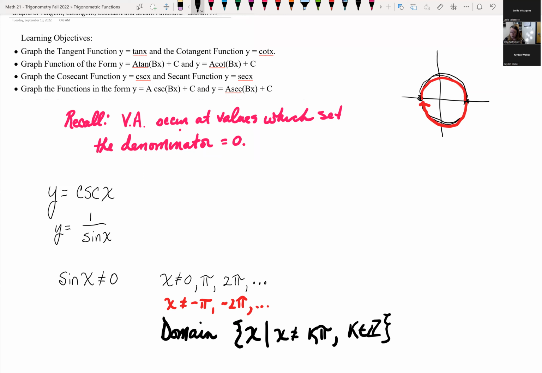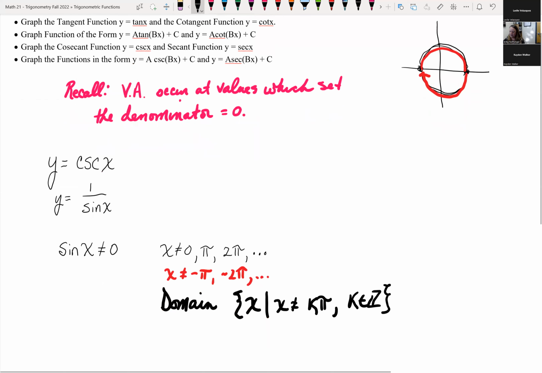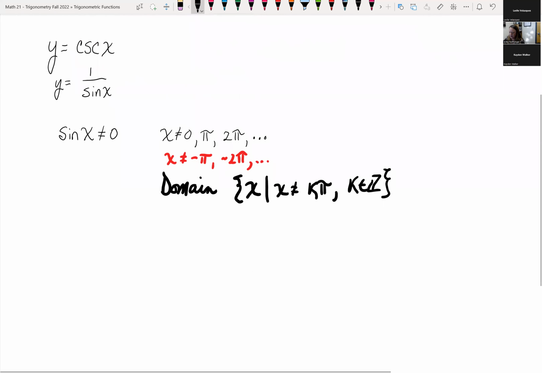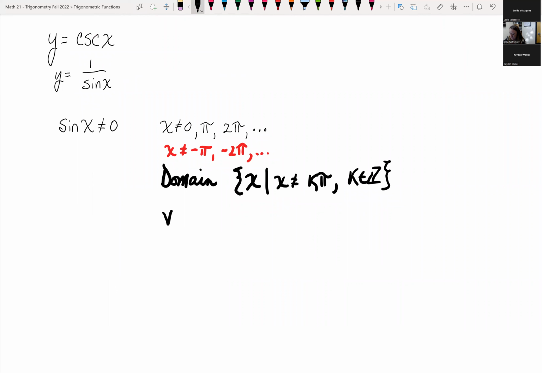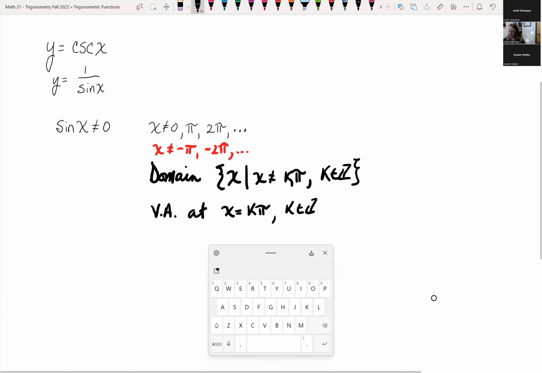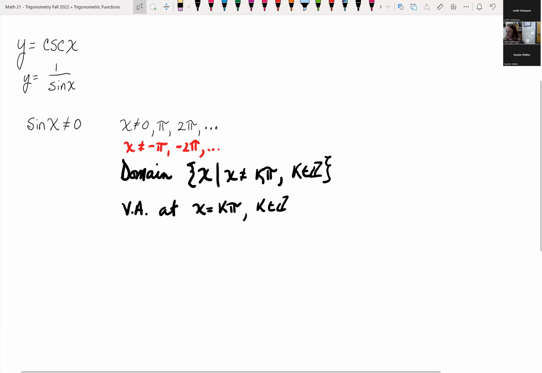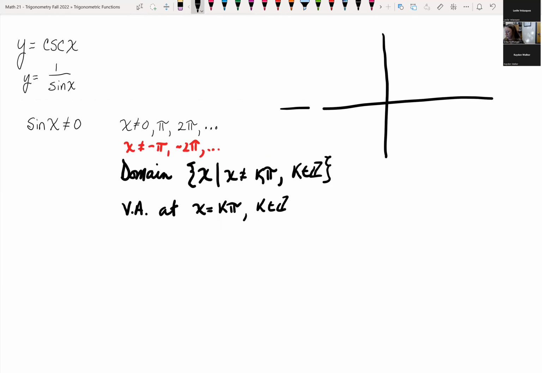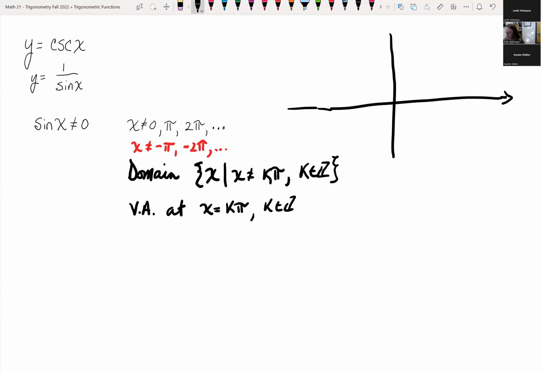Okay, so that's our domain, but those are also where we're going to have vertical asymptotes. So we have vertical asymptotes at x equals k times pi. So notice if we graphed sine of x, those are also the values, right, where it's crossing the x-axis. Let's just graph sine of x really quickly.